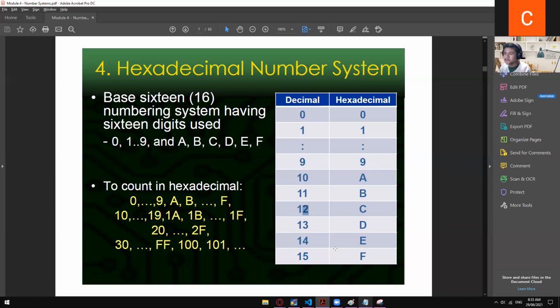So are we clear so far on why we have A, B, C, D, E, F when it comes to the representation of characters in this number system? Hello, hello. Were you guys able to get that one so far?